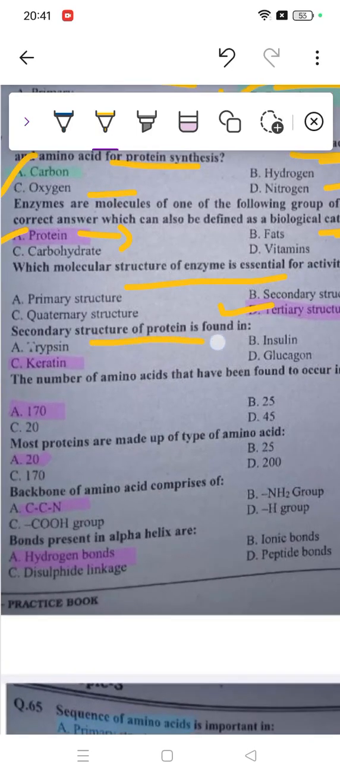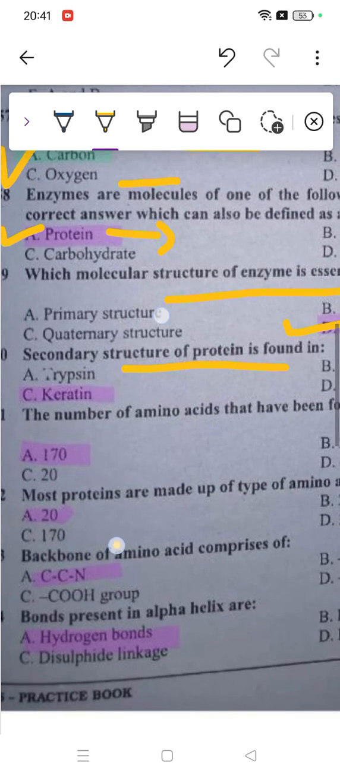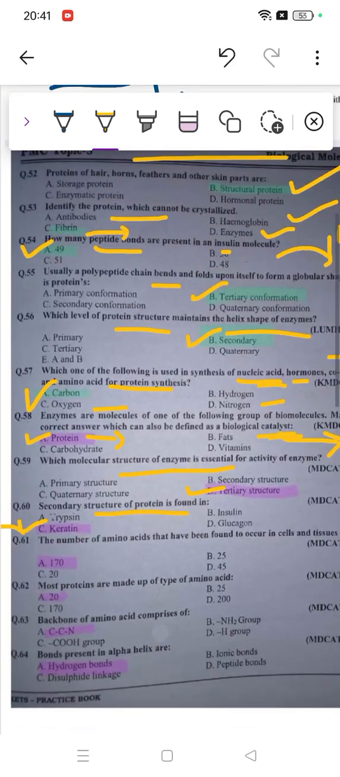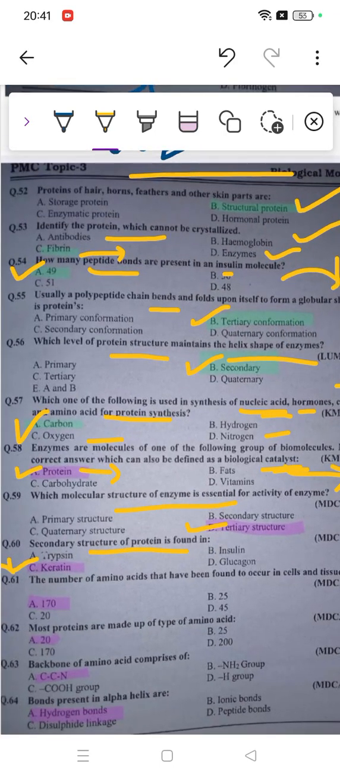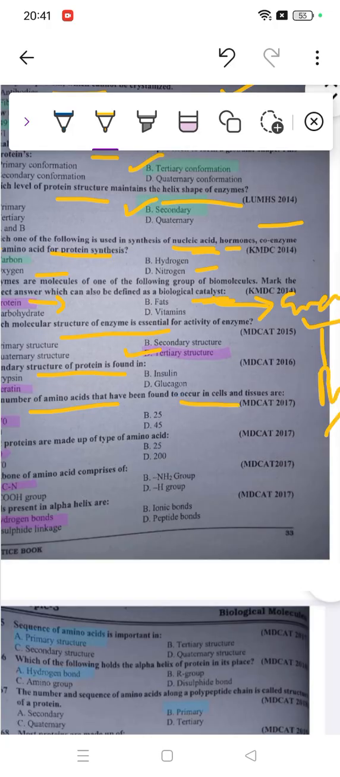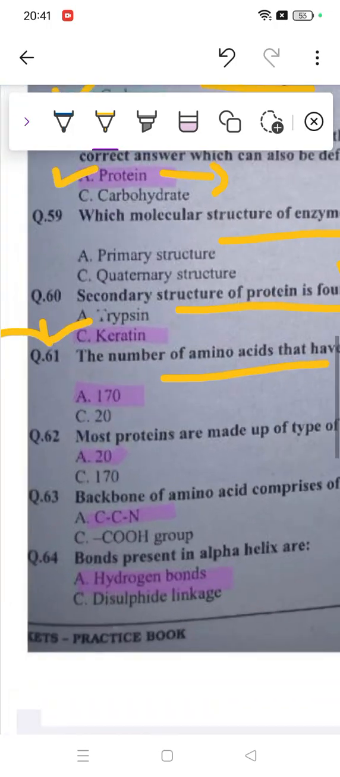Secondary structure of protein is found in keratin, and keratin means hair, nails, in these we'll find secondary structure. We also did a similar question here. Protein of hairs, hormone, we found structure. Number of amino acids that have been found to occur in cells. Here they have the same question. This means 170 is the right option.